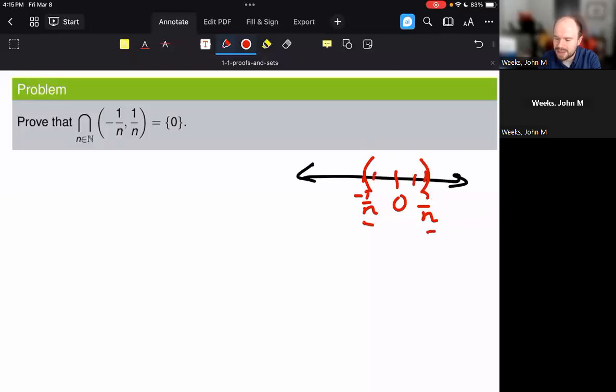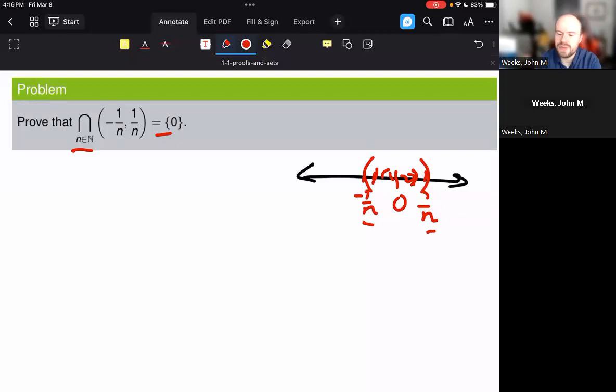That needs to be true for n plus 1. 1 over n plus 1 we know is going to be a little bit closer to 0. And as we continue to allow n to range over all of the natural numbers, that means even let n go off toward infinity, it seems like we're going to be making this set smaller and smaller. This problem asks us to prove that this is actually just the set containing 0, that it can't contain any other elements inside of this set.